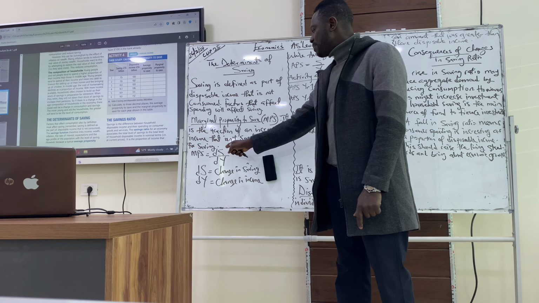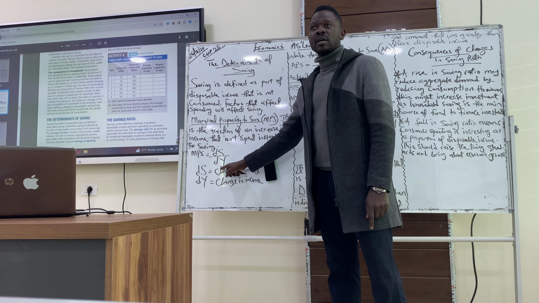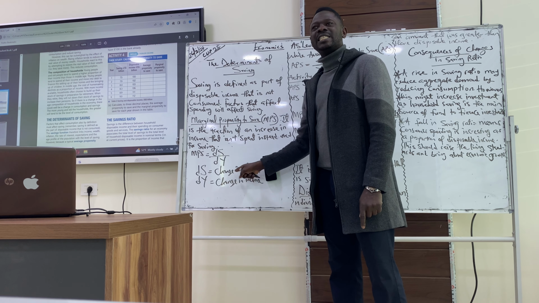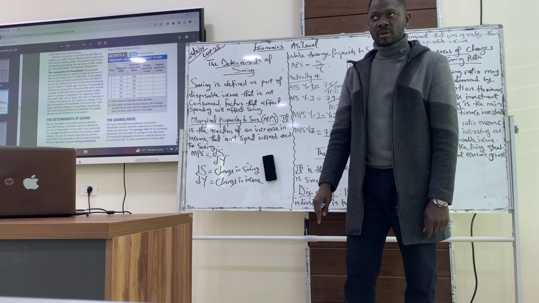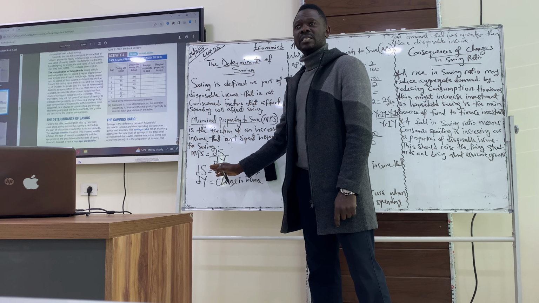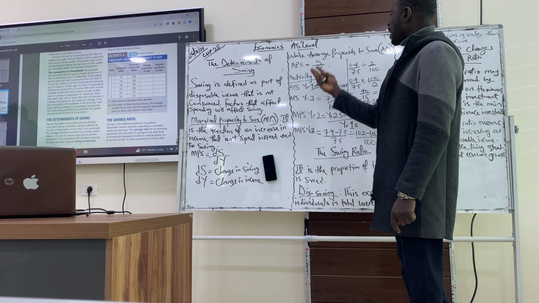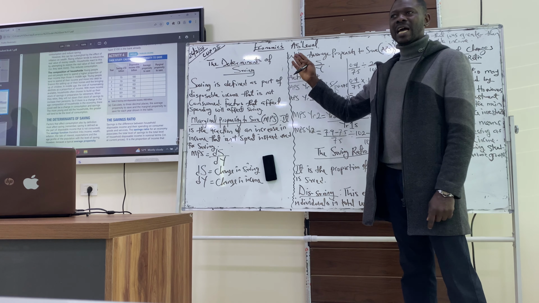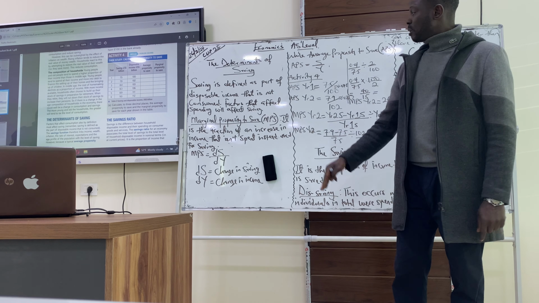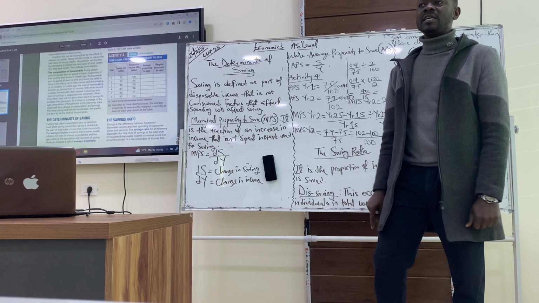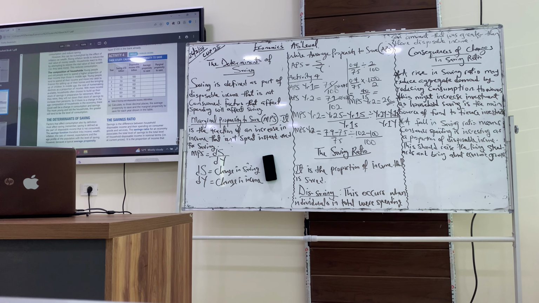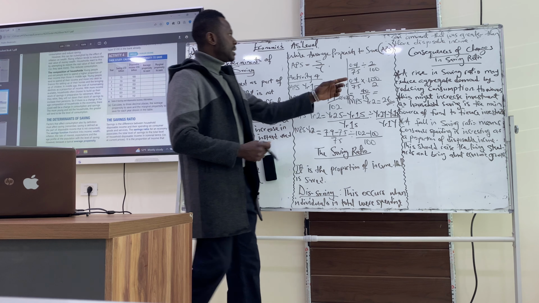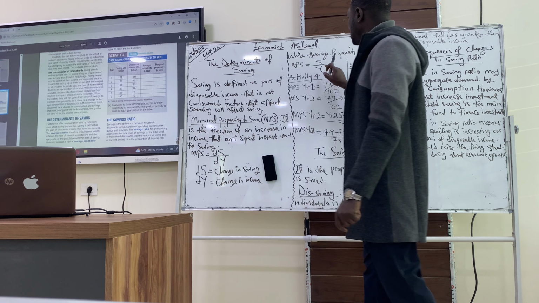So what is the formula for MPS? It is ΔS over ΔY. So the ΔS is the change in savings divided by the ΔY, which is the change in the level of income. As soon as we understand our MPS, we should be able to derive our APS. Our APS is the average propensity to save, which is savings divided by income. Do we get that, please? Yes. So our APS, like I said, is savings divided by income.